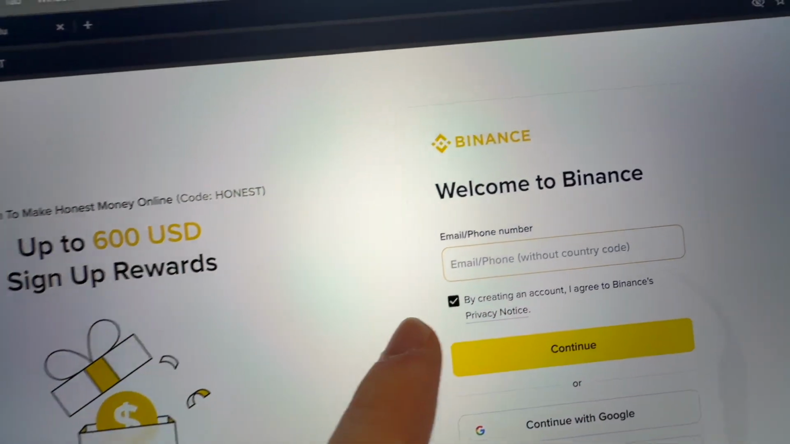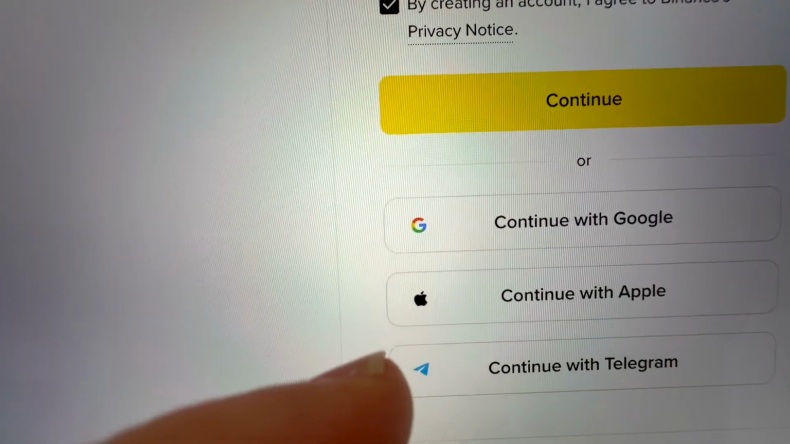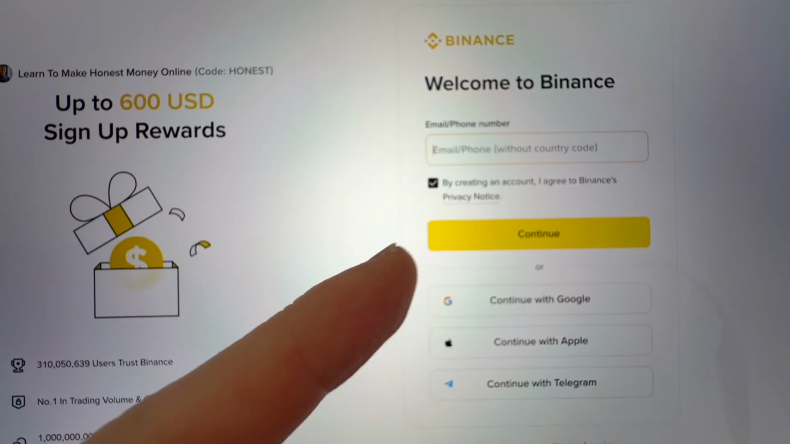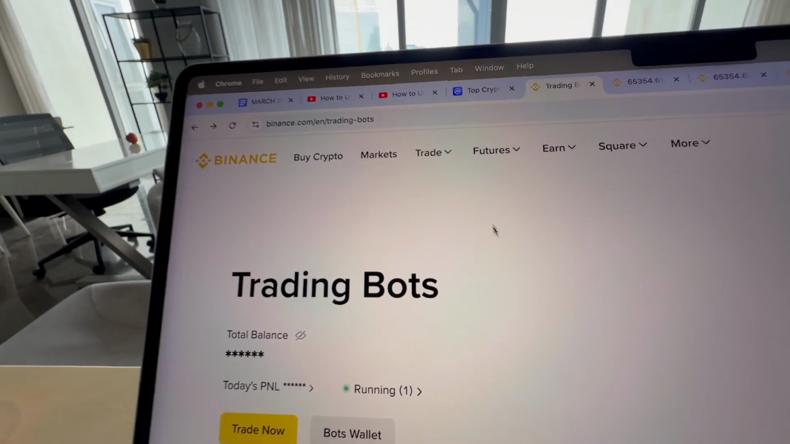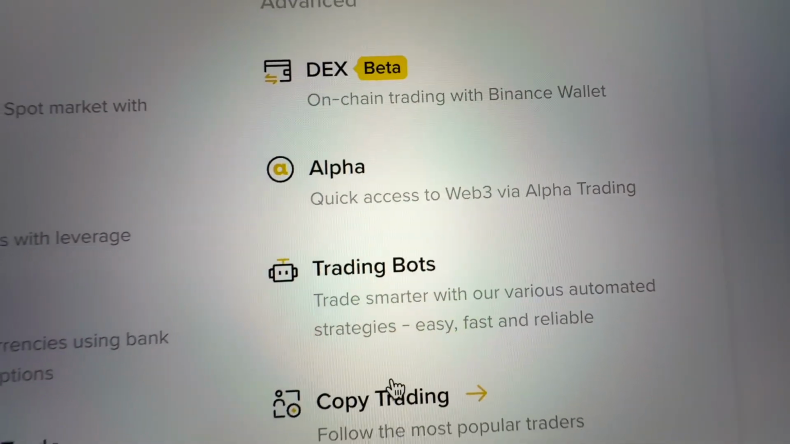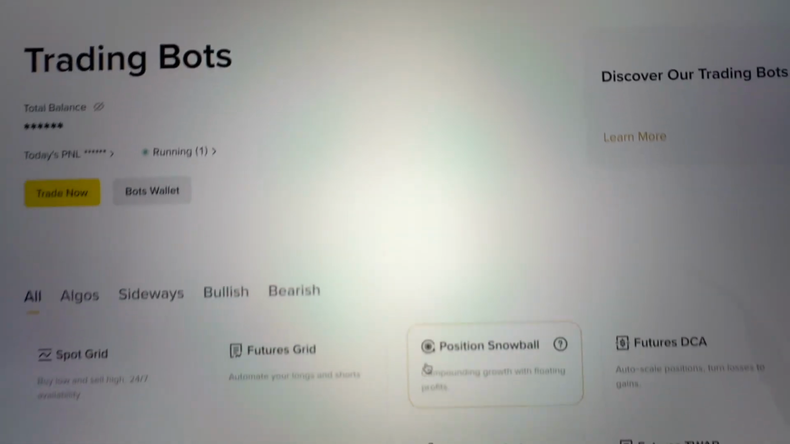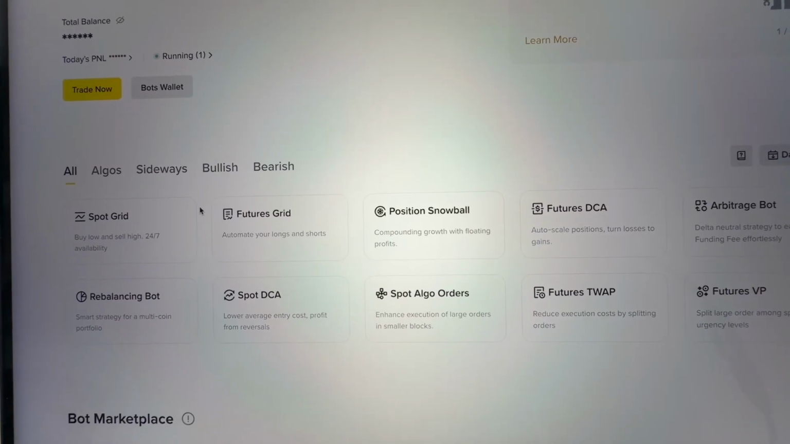You can create your free account using your email, phone number, Google, Apple or Telegram account. All sign-up methods are free. Once you are inside Binance, you will find the built-in trading bots here on the trade section and trading bots. At the moment of recording this video, they have 10 trading bots built in right here, and then also other trading bots.